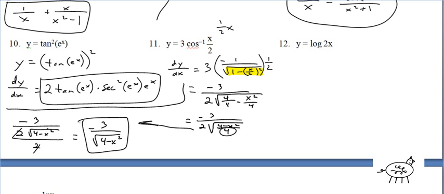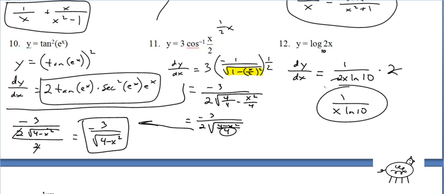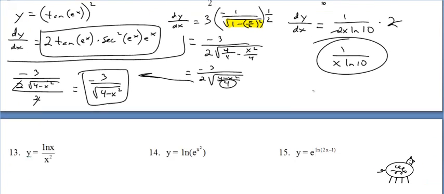Okay, this one is super straightforward, a little bit of chain rule, but super straightforward. So dy/dx is equal to 1 over 2x, and it's just log base 10. You need to realize that, right? If there's no base there, it's automatically log base 10. So it's 1 over 2x, and then ln of 10. And then the derivative doing the chain rule, times 2. So the 2s cancel, and we get 1 over x ln of 10. Okay, so far so good.